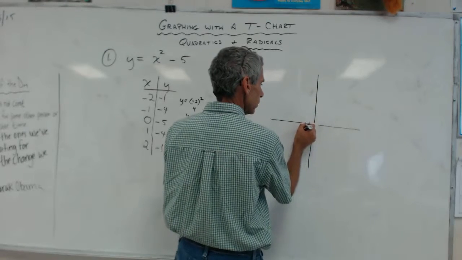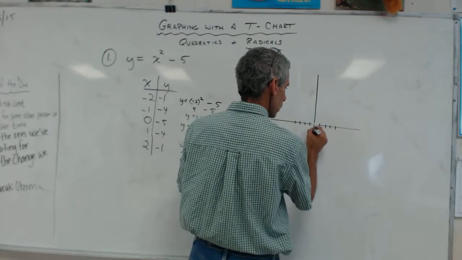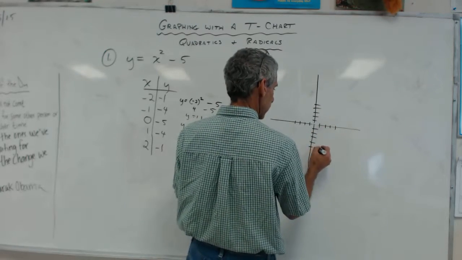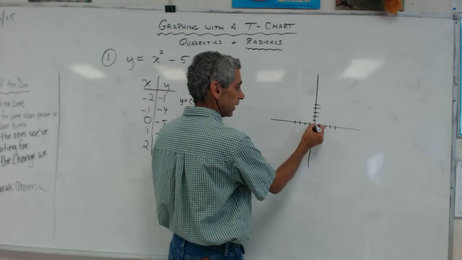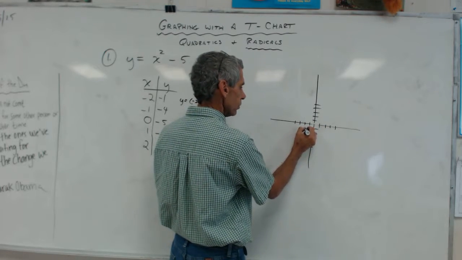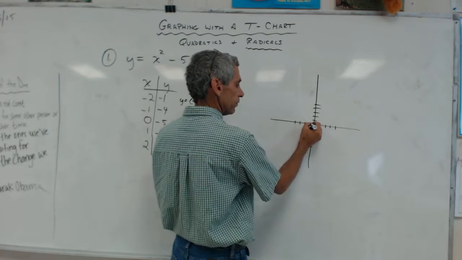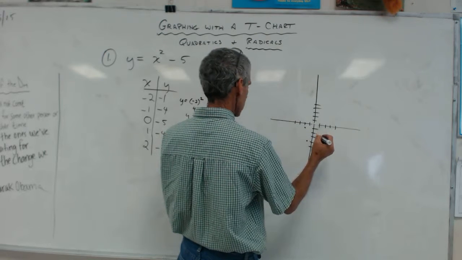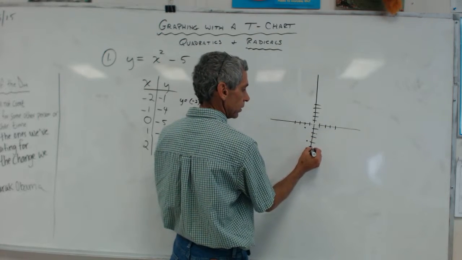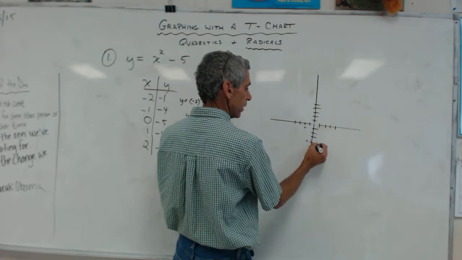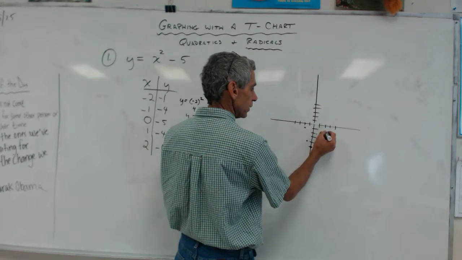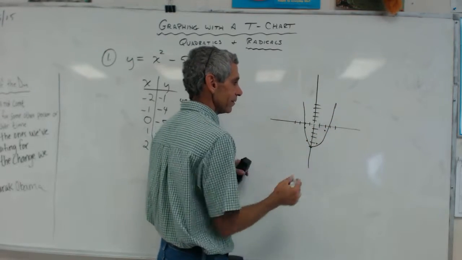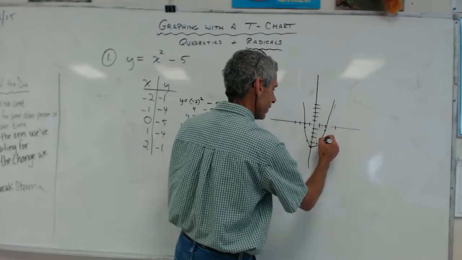So let's do it. We've got negative 2, negative 1: negative 2 to the left, negative 1 down, boom. Negative 1 to the left, negative 4, boom. Then 0, negative 5 right here. And then 1, negative 4, and then 2, negative 1. And there's my graph. Sorry, a big smiley face.